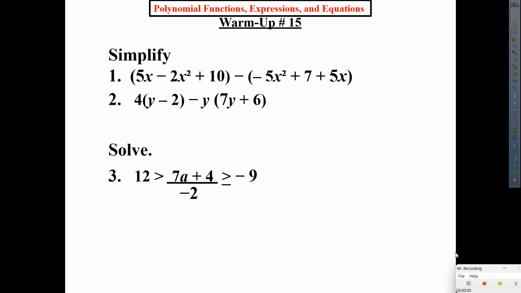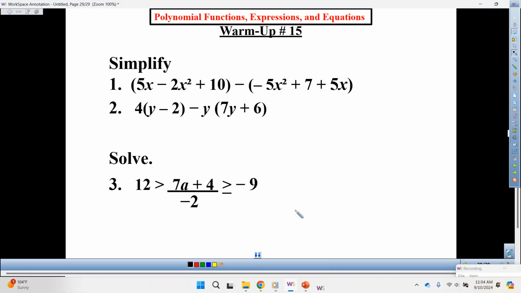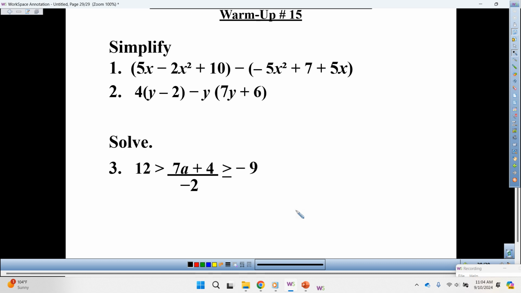So warm-up number 15 is on the screen. Once again, by now we should be experts at these. So I'll give you guys some time. Copy and... All right, check with the neighbor, see what they got for that warm-up, and then we're going to have Caitlin get us started. Check with your neighbor. Number 1, 2, and 3. They should be done by now.